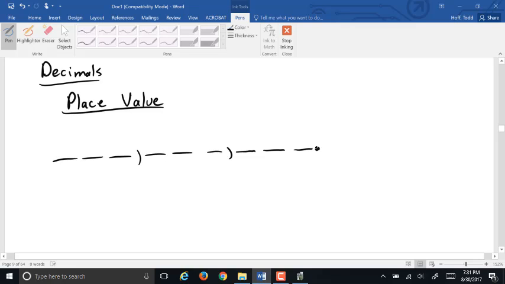So at the end of the number, what's this last place value called? The ones. The next one, tens, and then hundreds. And that's actually our only three place values. They're repeated over and over again. Ones, tens, hundreds. Ones, tens, hundreds.